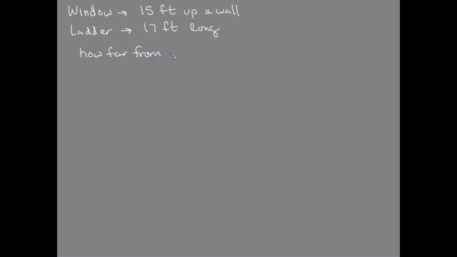Now the Pythagorean theorem is useful for application problems. So for example, if there's a window and it is 15 feet up a wall, and you have a ladder, and it is 17 feet long, and you want to lean it up against the wall, you can either know how far from the wall you want to have it and see if the ladder will reach, or we could say how far from the wall do we place the ladder.